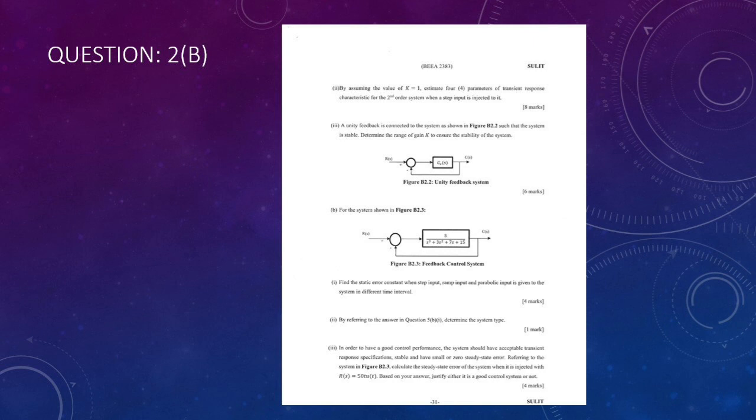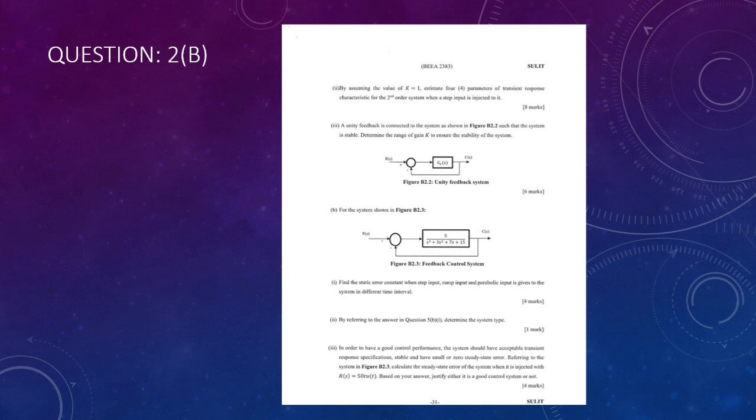Now moving on to question B, where figure B2.3 is given with the feedback control. As the first Roman of the question, we have to find the static error constants when the step input, ramp input and parabolic input are given to the system with different time intervals. So that's for question Roman 1. In question Roman 2, we have to determine the system type based on question Roman 1. So in order to get Roman 2's answer correctly, we have to answer Roman 1 correctly.